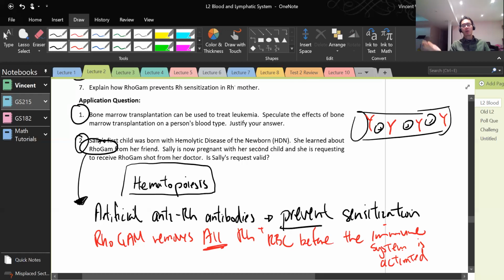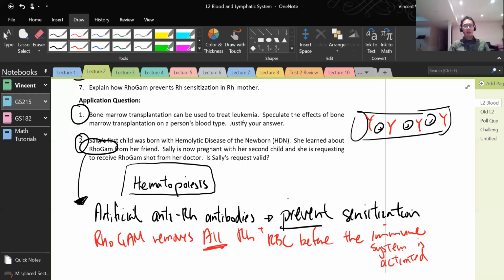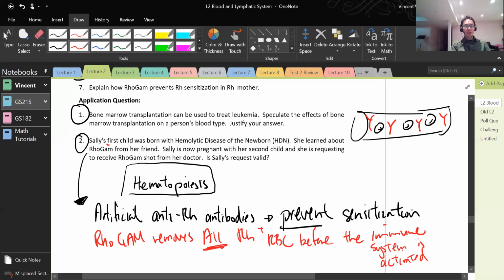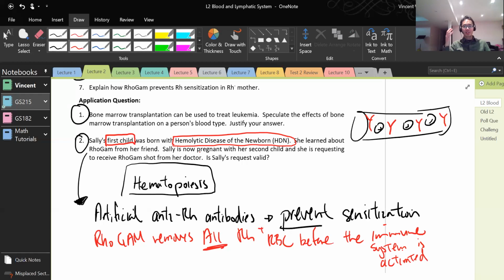Receiving the RhoGAM would not help in the second pregnancy. So I have a question for you guys. If it was her first child, why would the kid have hemolytic disease of the newborn? I thought you can only get sensitized through the first pregnancy. If this is already the first pregnancy, why would she even have the antibodies in the first place?